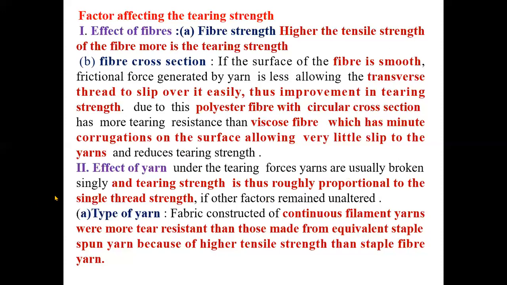As for the type of yarn, first consider the continuous filament yarn and the spun yarn. You know the yarn to yarn friction is much less in the case of the continuous filament yarn. If there is less friction, that means more and more yarns can form the group, and naturally the tearing strength will also become higher.